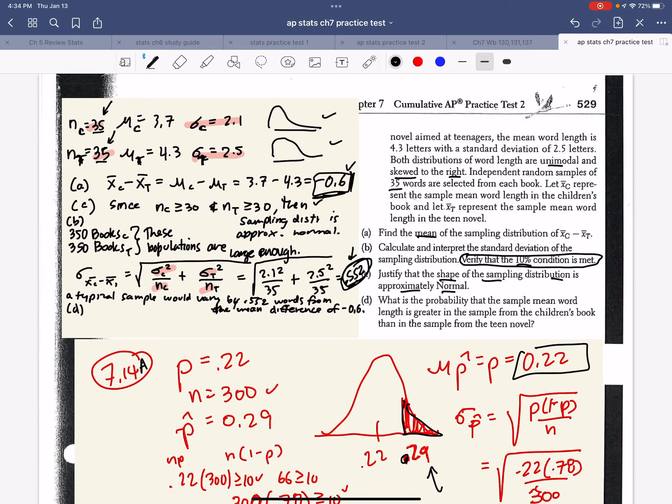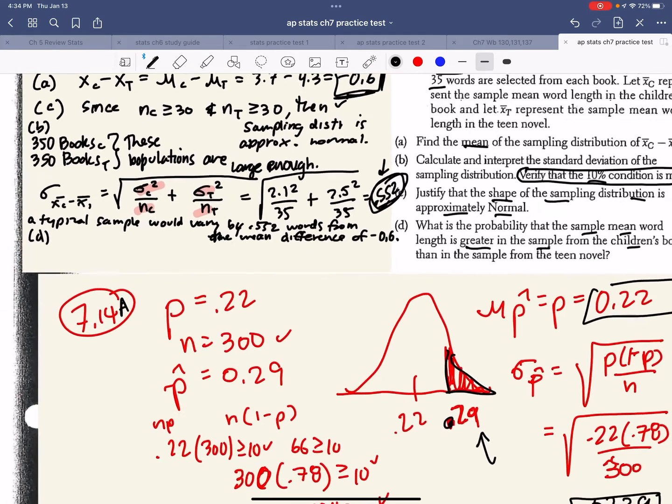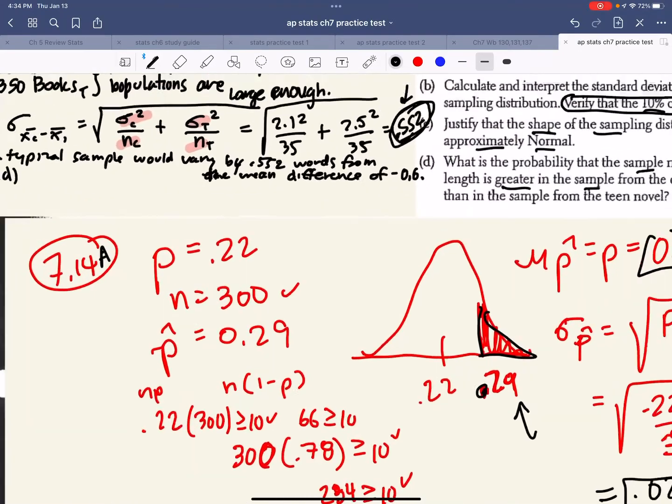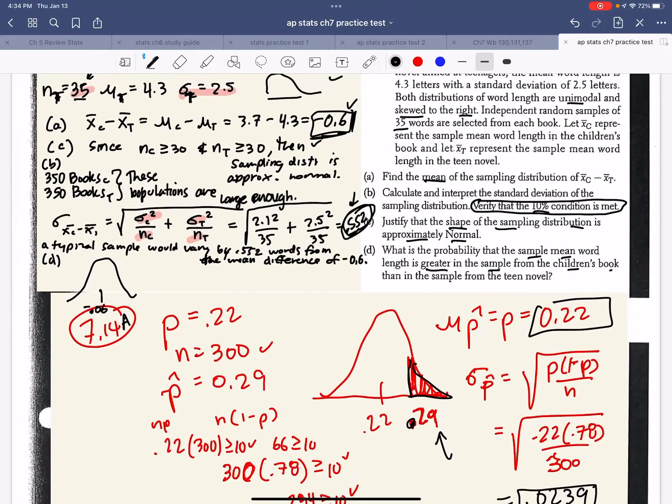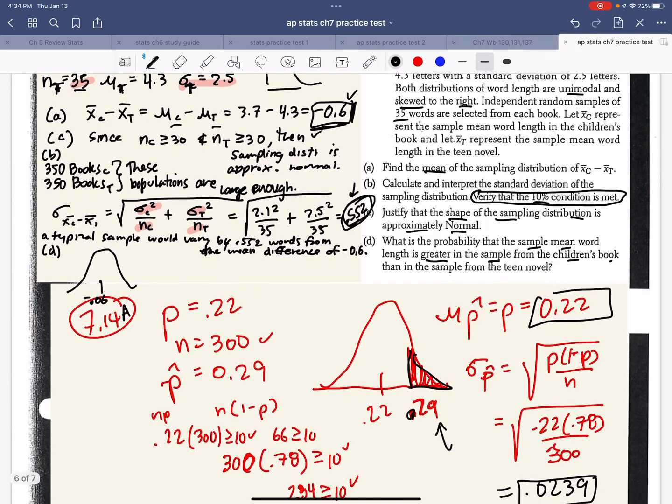D says, what's the probability that a sample mean word length is greater in the sample from the children's book? Okay, that's really important. That's actually the question I want to answer. So I have to kind of think here. My center is going to be at negative 0.6, right? And I'm doing children's book take away textbook. So it's like, what's the likelihood that the sample mean word length is greater in the children's book?